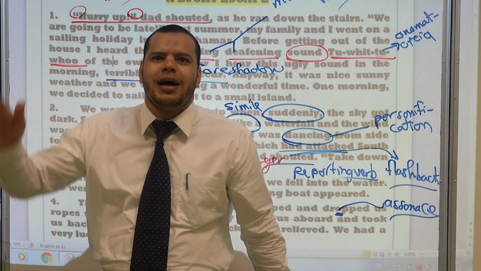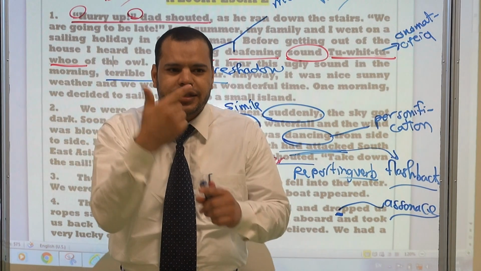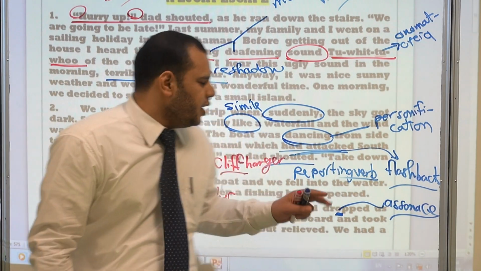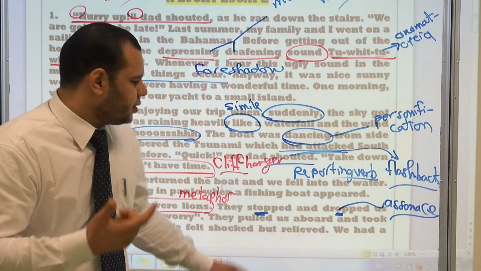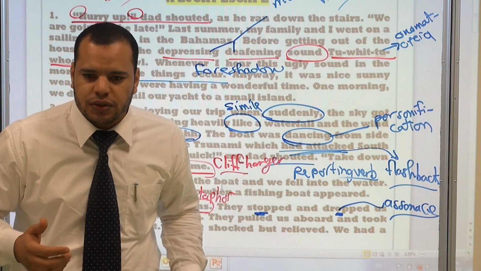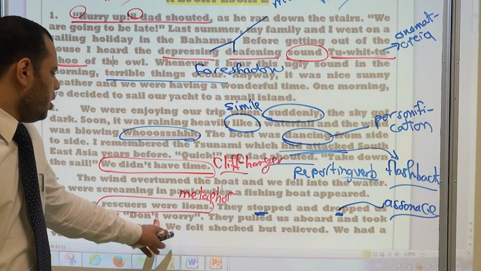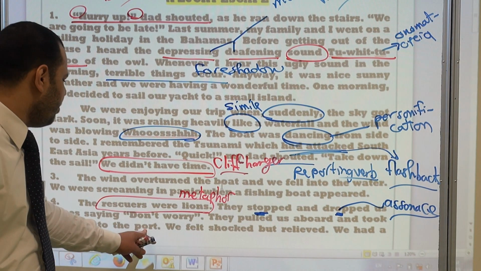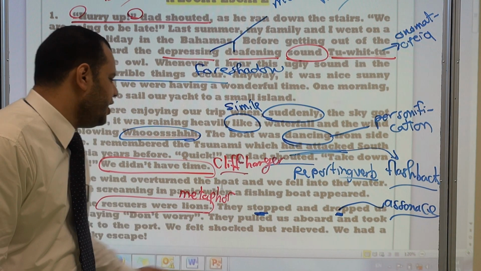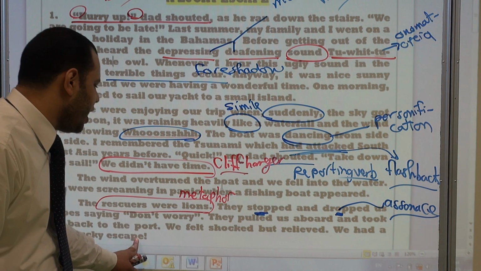Like he said goodbye, waving his hand. He said and waved at the same time. So it should be a verbal action, verb, words, with body movement. Okay? They pulled us aboard and took us back to the port. We felt shocked but relieved. We had a very lucky escape.